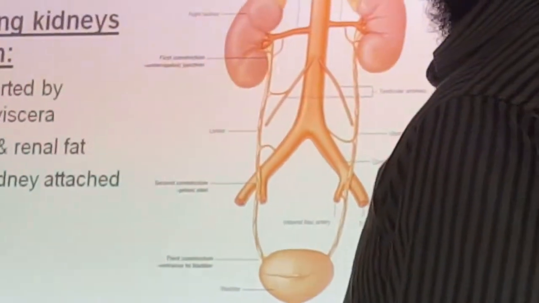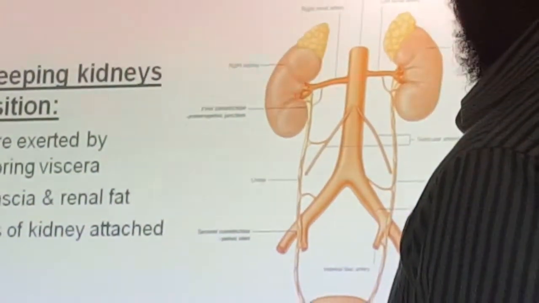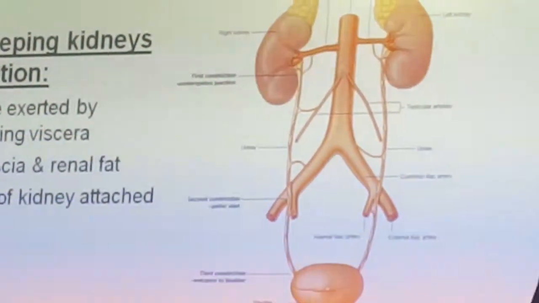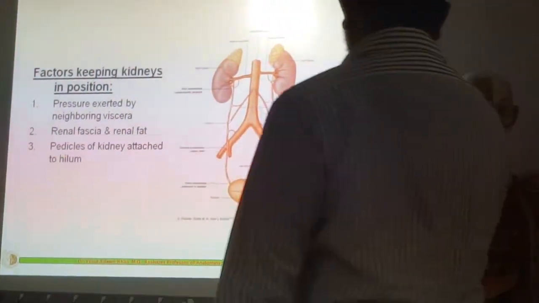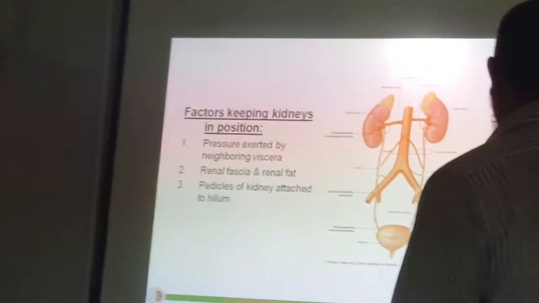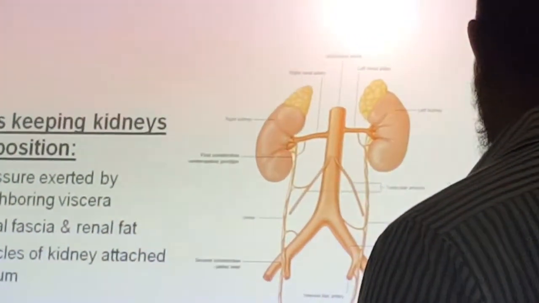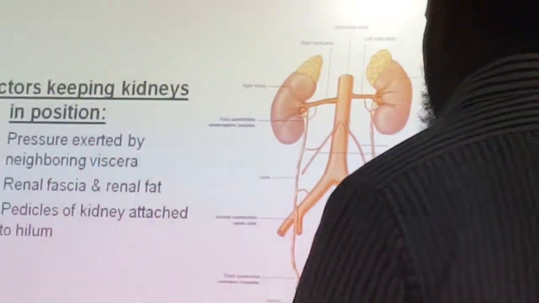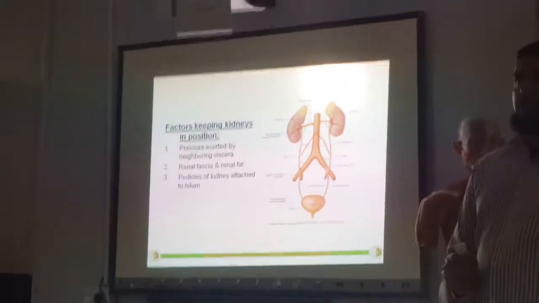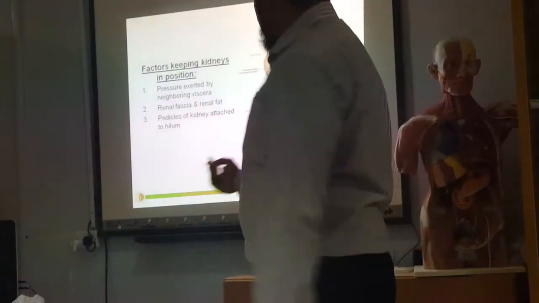So these ureters and the pedicles have lesser importance, but still they help in the support of the kidney. Pedicles are the upper continuation of the ureters. These are the ureters, right? So this part, these are part of the pedicles of the kidney. So these structures will be holding the kidney in its position.